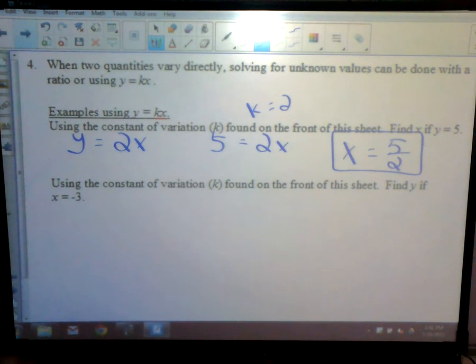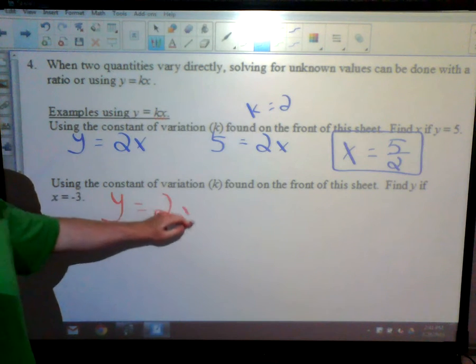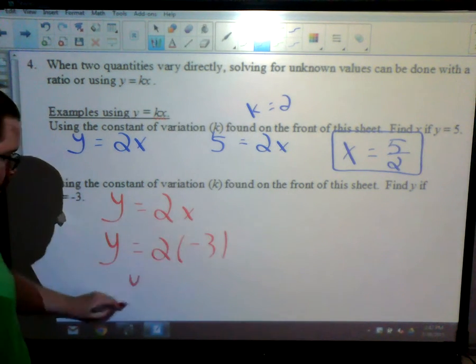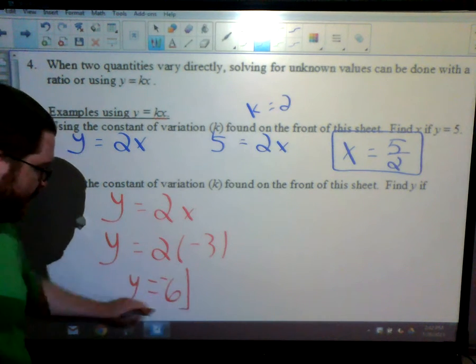Using the constant of variation found on the front of the sheet, so y equals 2x. Find y if x is -3. Well, this is a really easy problem. Y equals -6.